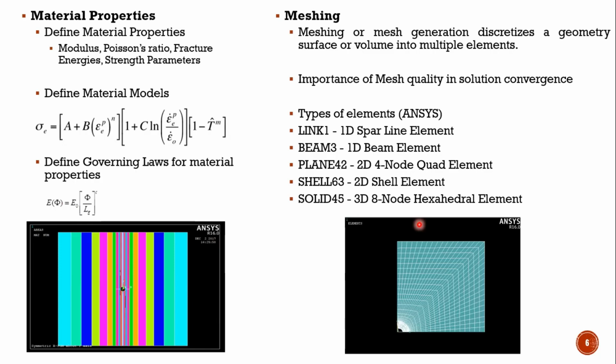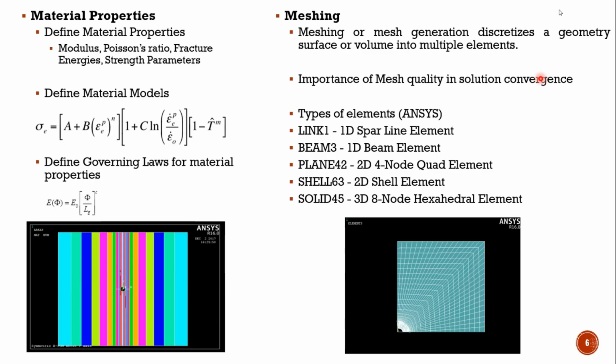It is important to control mesh quality or mesh size because if we want our solution to converge, it's better to control the mesh beforehand. Once you solve your problem, sometimes the solution doesn't converge. That is because your mesh quality is not good.